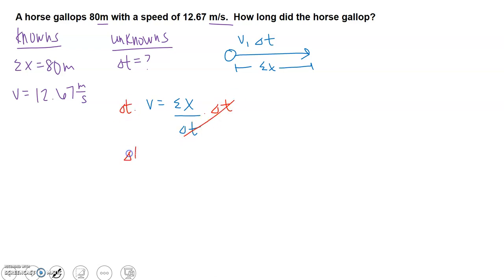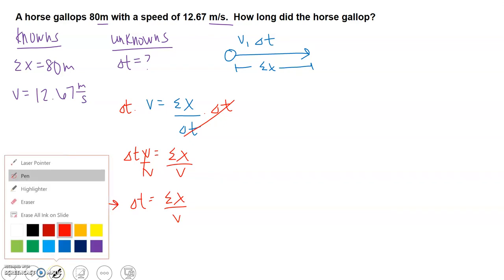So this gives us the equation time times speed is equal to distance. And then to get time by itself, we divide by the speed. So before you put any numbers into your equation, it must be in terms of what you're looking for. In this case, that is time.